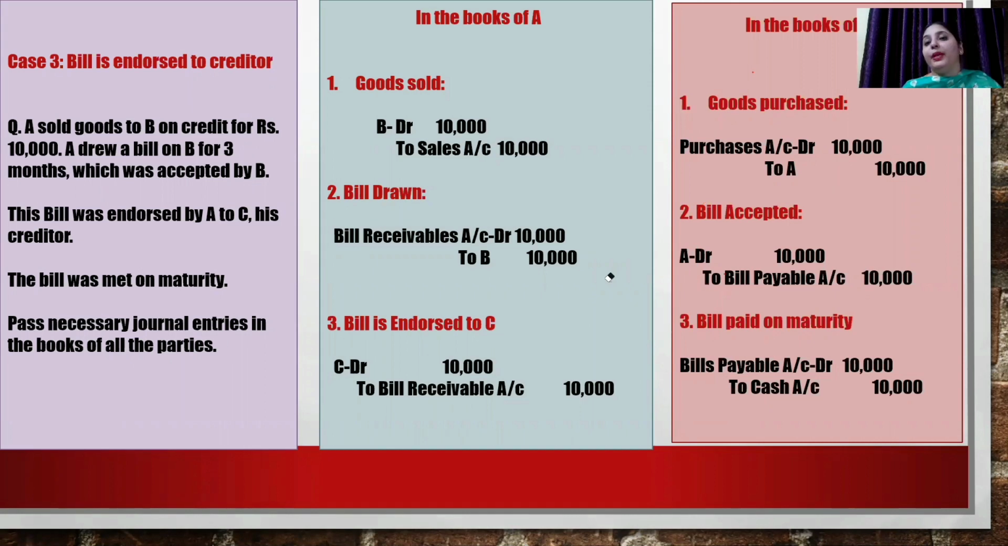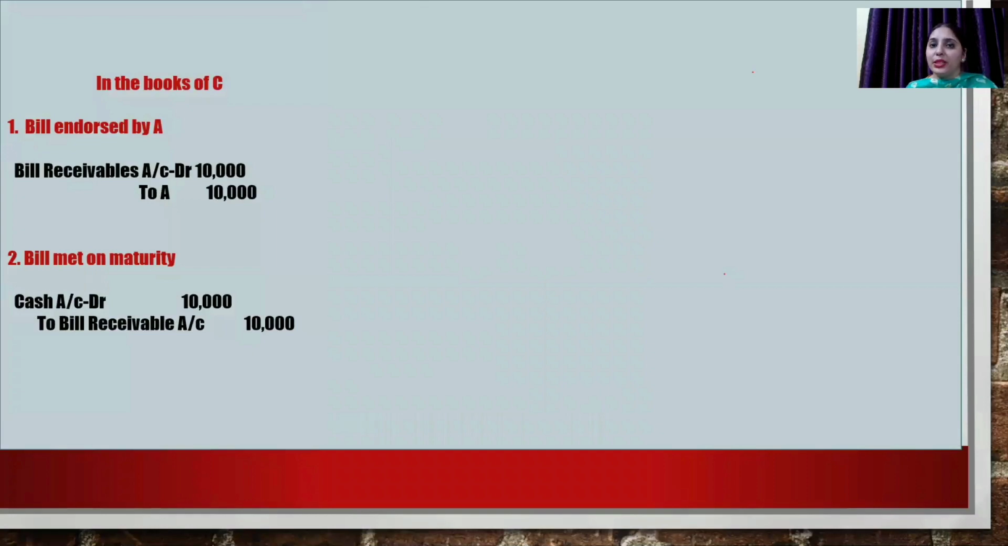We will also prepare books of C if it is being asked in the question. Here A is endorser. Who is an endorser? The person who is endorsing the bill. So in this case, A is endorser. And who is the endorsee? Endorsee will be B. Sorry, endorsee will be C. C is the person to whom this bill has been transferred. So this bill has been given to C.